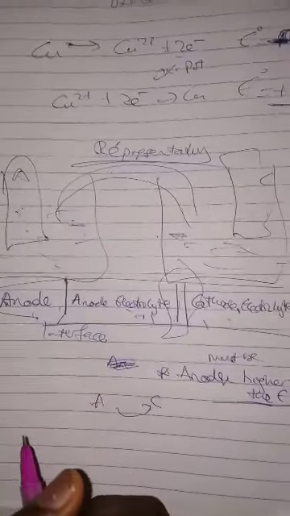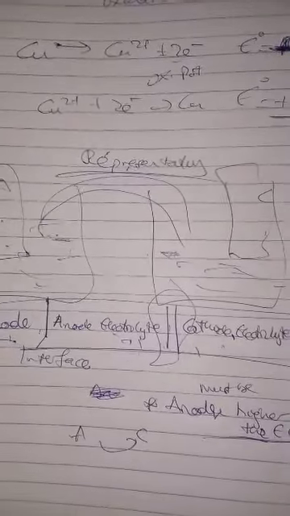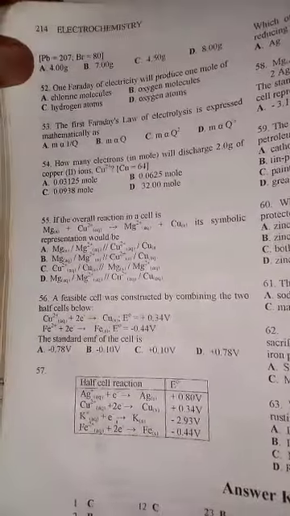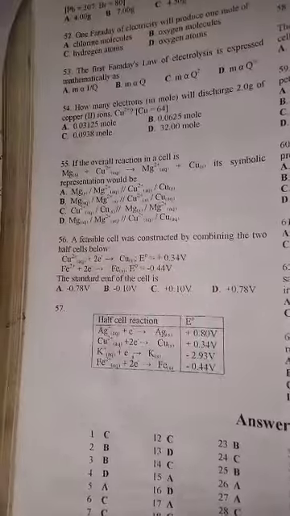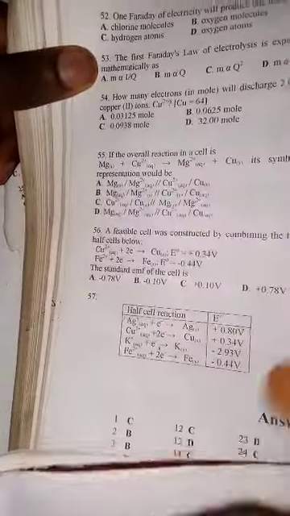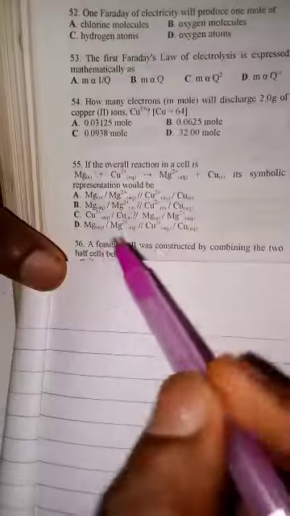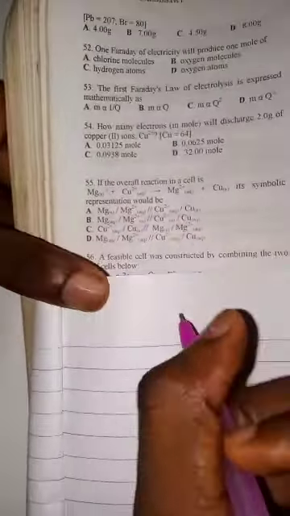Let's take a practical question. I don't have many questions at my disposal here, so we'll be using this. We have question 55. If the overall reaction in a cell is Mg plus Cu2+ to give us Mg2+ plus Cu, what will be the symbolic representation? So what's the formula?